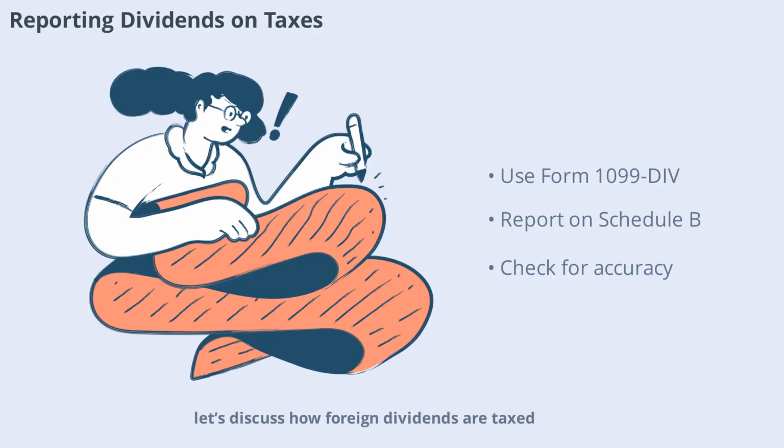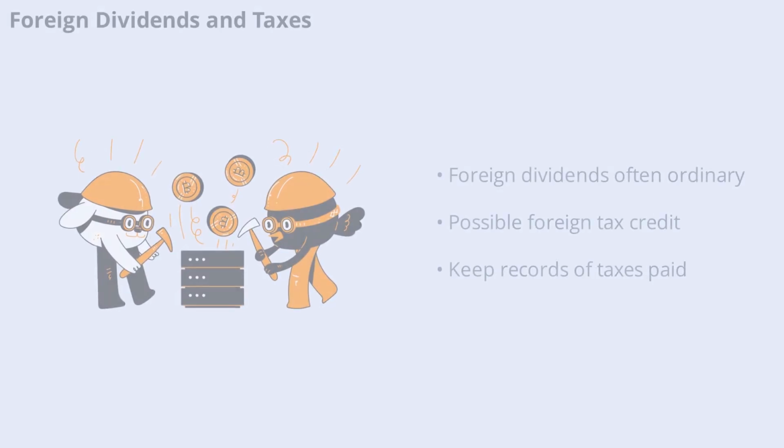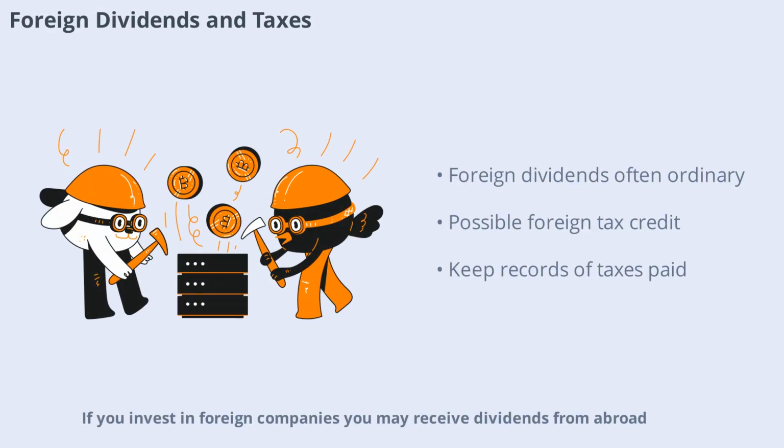Next, let's discuss how foreign dividends are taxed. If you invest in foreign companies, you may receive dividends from abroad. These foreign dividends are generally taxed as ordinary income in the U.S., unless they meet the requirements for qualified status.